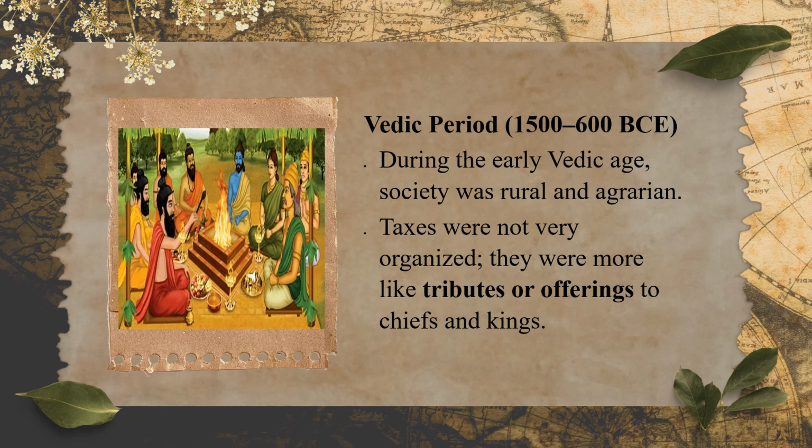The Vedic period. During the early Vedic age, society was rural and agrarian, which simply means agriculture was the main occupation. Taxes were not very organized. They were more like tributes or offerings to chiefs and kings. So the rulers got a tribute from their people, got gifts or offerings from their people.